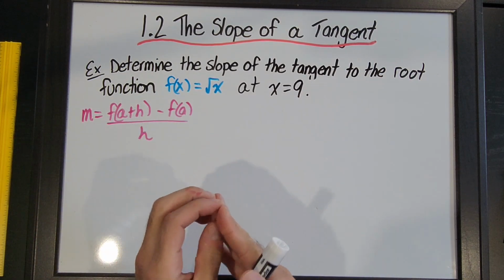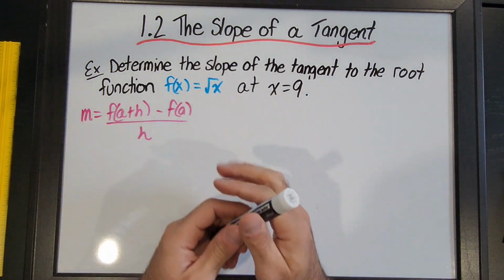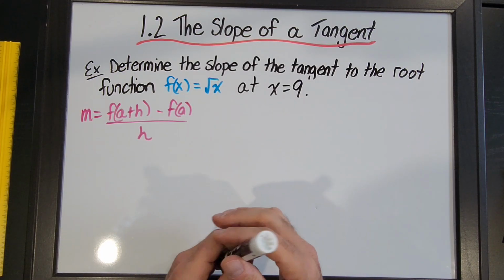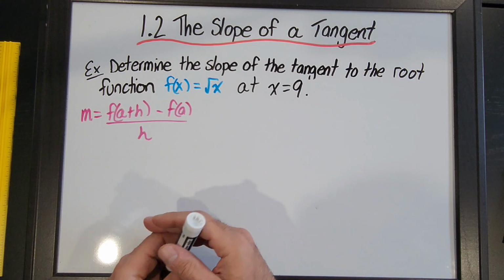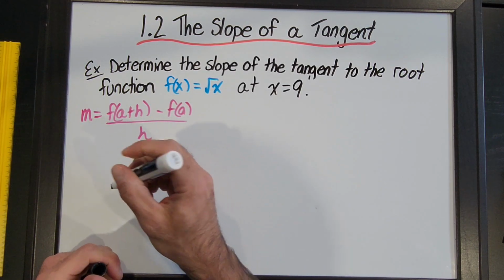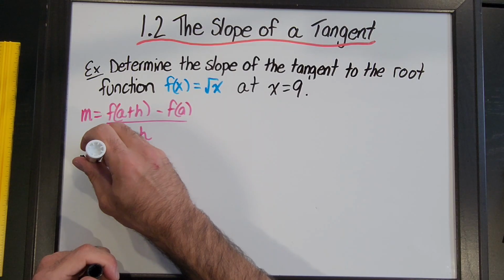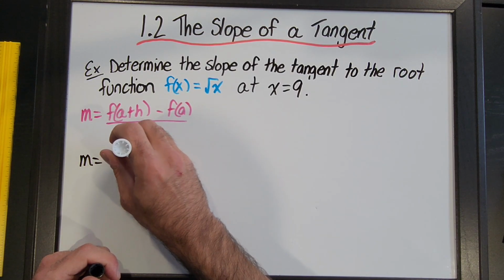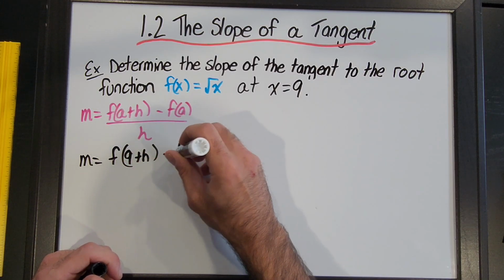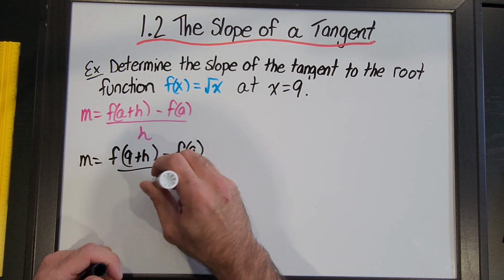Okay, so in this question, the same idea, except we have a root function now, root x, and we want to find the slope of the tangent at x equals 9. So here again, the difference quotient, memorize it, write it down, don't make a mistake. And now I'm going to plug in the things that I know. Well, that's just the a value. So I'm going to say that this is f of 9 plus h minus f at 9 over h.